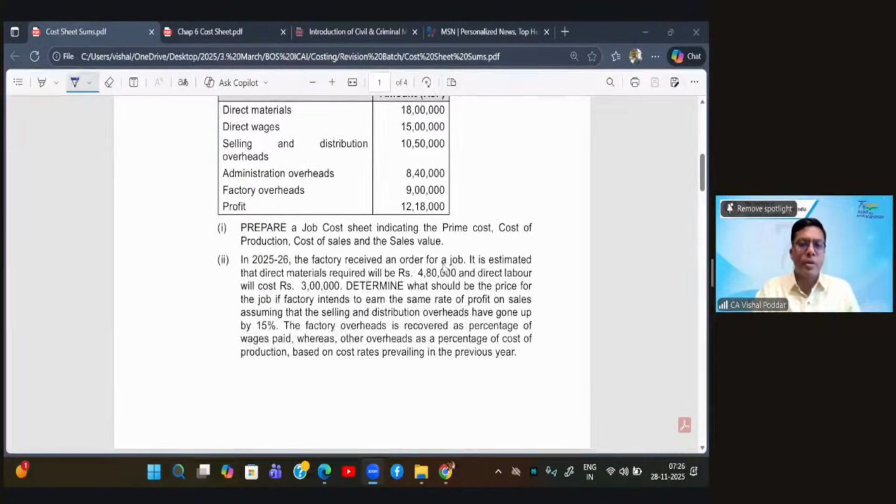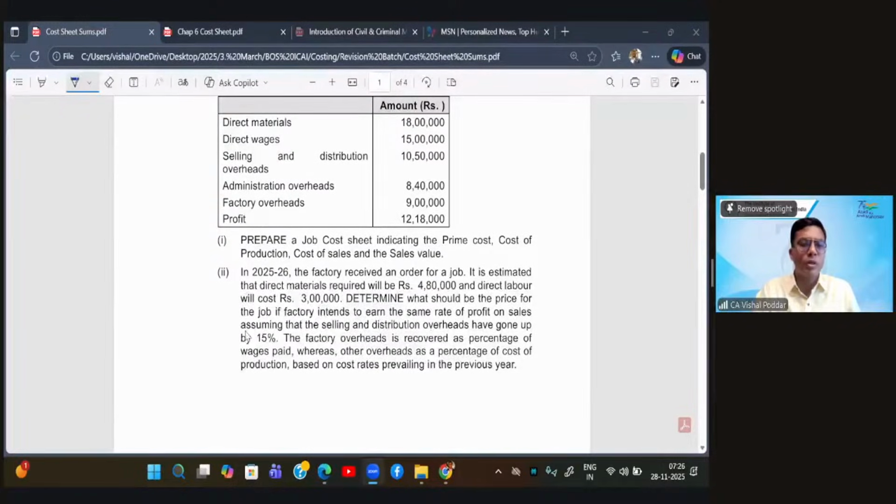The factory received an order for a job. It is estimated that direct material will be 480 and direct labor will be 3 lakhs. Determine what should be the price if the factory intends to earn the same rate of profit on sales.